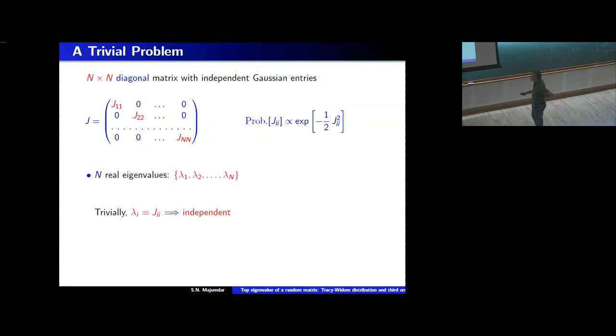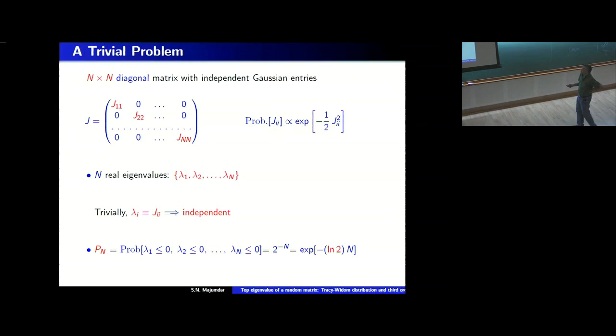So if I ask, what is the probability that all the eigenvalues are negative? That means the matrix is negative. Then, because they're independent, it's trivially just 2 to the power minus n for any n. In particular, for large n, it decays exponentially, as exponential of minus n. So this is a trivial answer to the question: what's the probability that the matrix is negative?